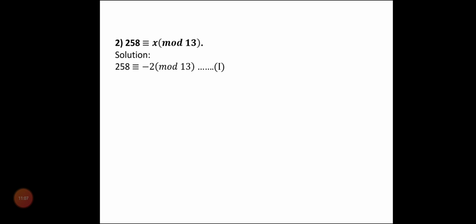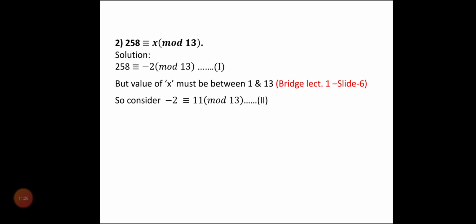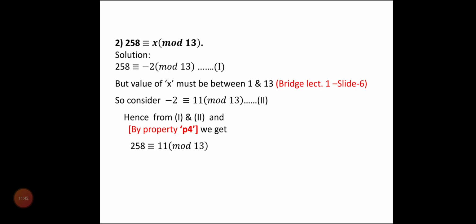So 258 minus becomes plus 2, which is 260, and therefore 258 is congruent to minus 2 modulo 13. But minus 2 is not the value of x, because we want the positive value of x, and that lies between 1 and 13. So now find the value between 1 and 13 which is congruent to minus 2 modulo 13. So obviously minus 2 is congruent to 11 modulo 13. So again from 1 and 2, and by property P4, the transitive property, we can say 258 is congruent to 11 modulo 13, and therefore the value of x is equal to 11.